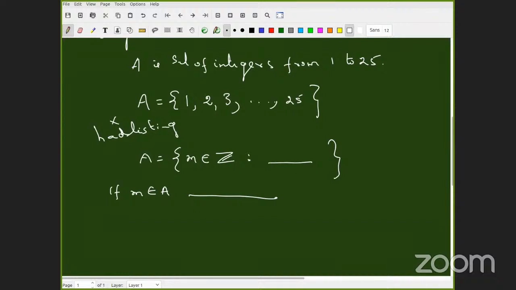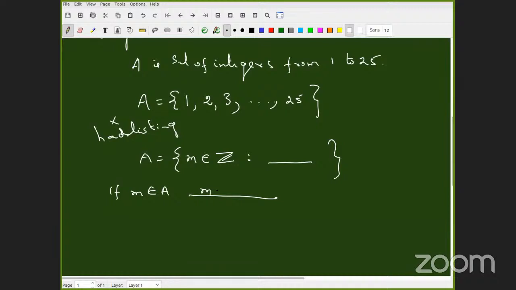So for all M belongs to Z. No quantifier. Why? There is no quantifier in this statement. If M is in A, what is the condition? Look at the second dash for me. So 1 less than or equal to M, less than or equal to 25. Excellent. There are two conditions. How many conditions are there? 2 conditions, sir. What are the conditions, now you tell?